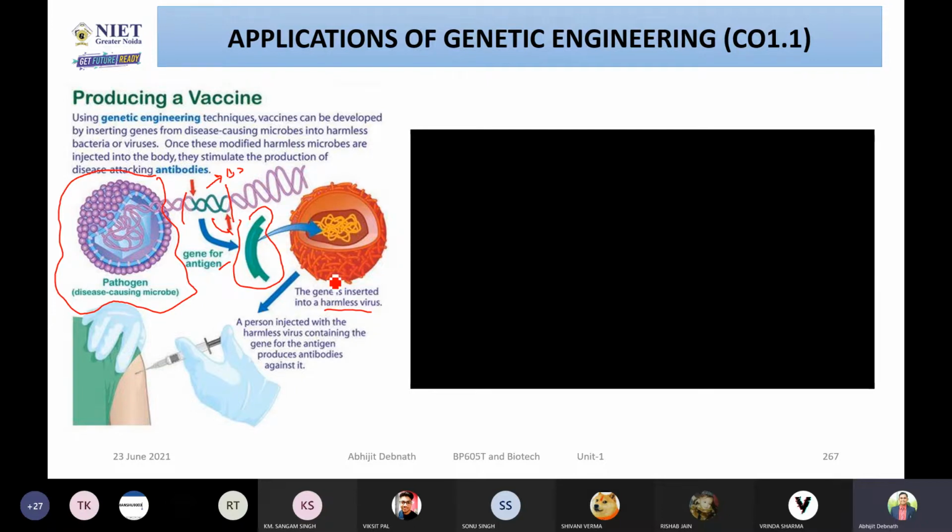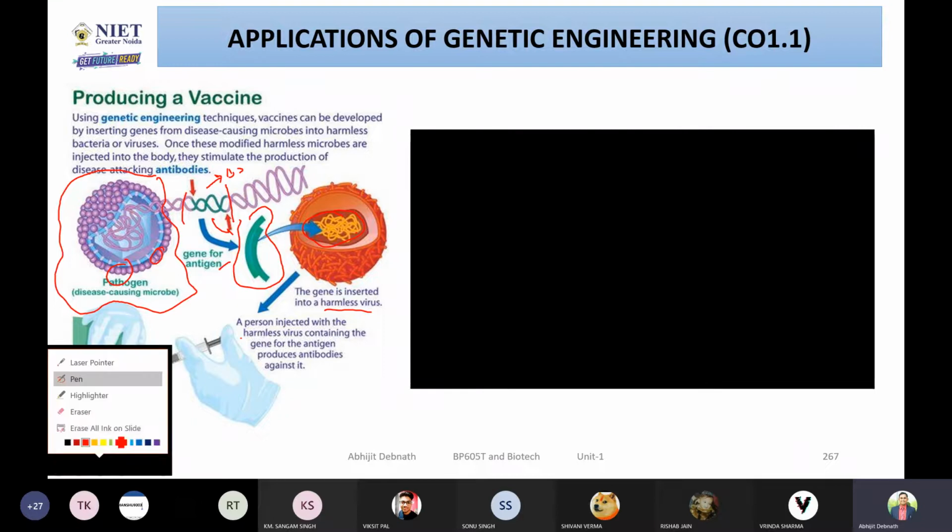We shall import that particular segment into a harmless virus, which is not harmful for us, which is good for us. So here some recombination will happen, and when this virus enters our body, we shall give it as a vaccine. Then its entire genomic material will be translated, and new proteins will be created. So our immune system will be able to recognize it as a foreign substance and remove it. This is how you can produce the vaccine.